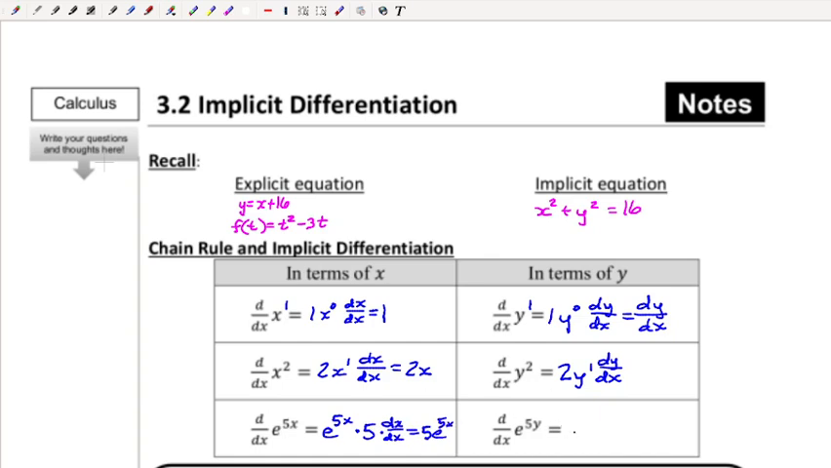Okay, same steps. I'm going to end up with e^(5y). The derivative of 5y is going to be 5 times dy/dx. And I could rearrange this if I wanted to be 5e^(5y) times dy/dx.